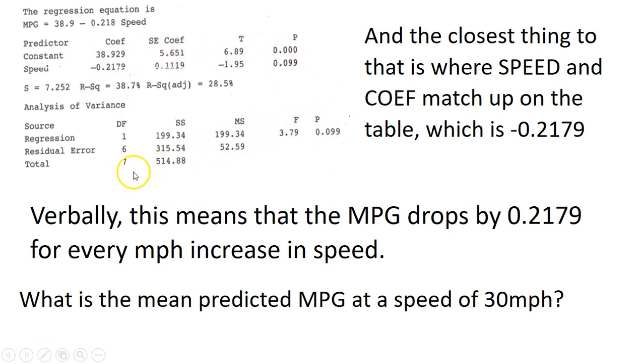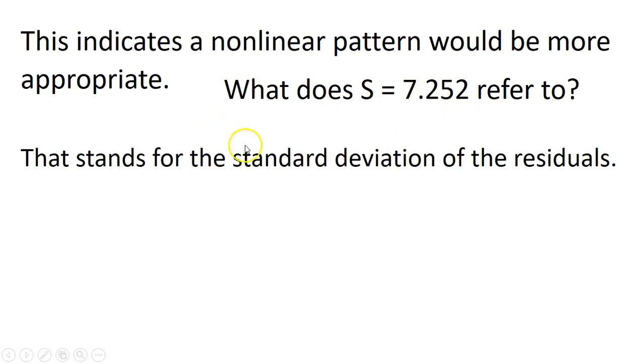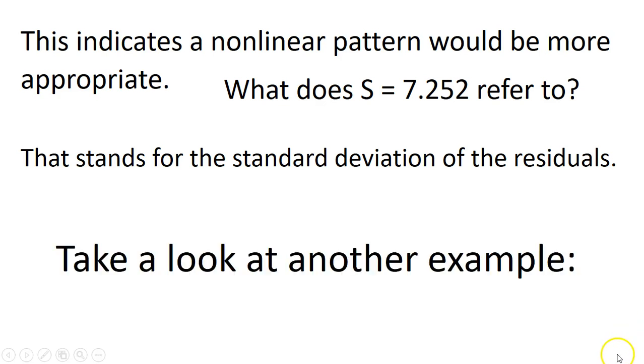7.252. And I'm actually not, there we go. What is S equals 7.252? It's right there. Okay, so that is in the data table. So you can see it. What does it refer to? That stands for the standard deviation of the residuals. That is our standard deviation of the residuals. So when you're looking at that, take a look at another example here.